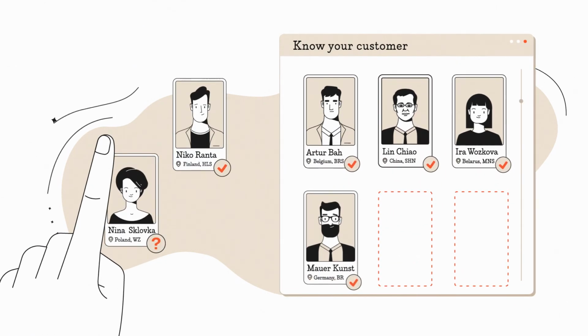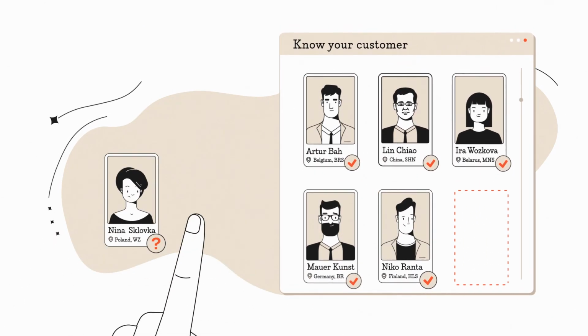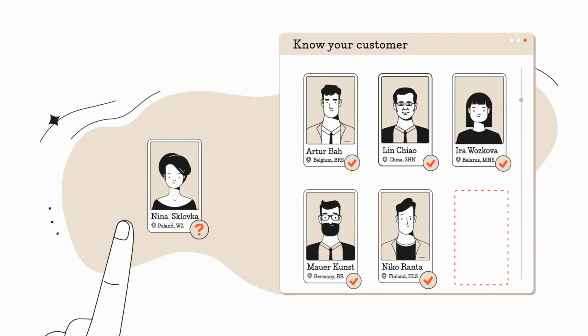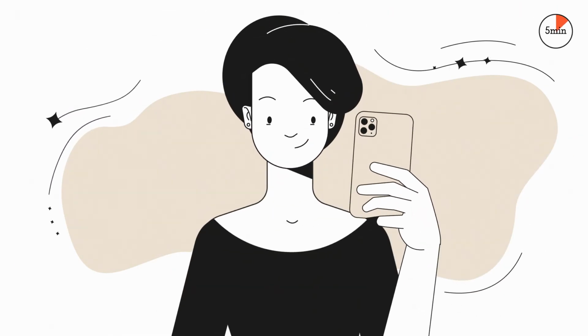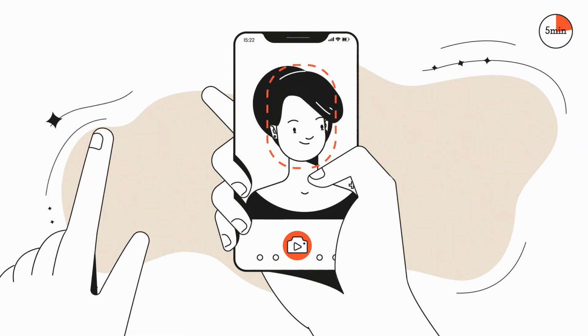Mercuryo accepts data from verified users or can run KYC on its side. It takes no more than 5 minutes. The user needs to send a photo of his passport and make a video selfie.